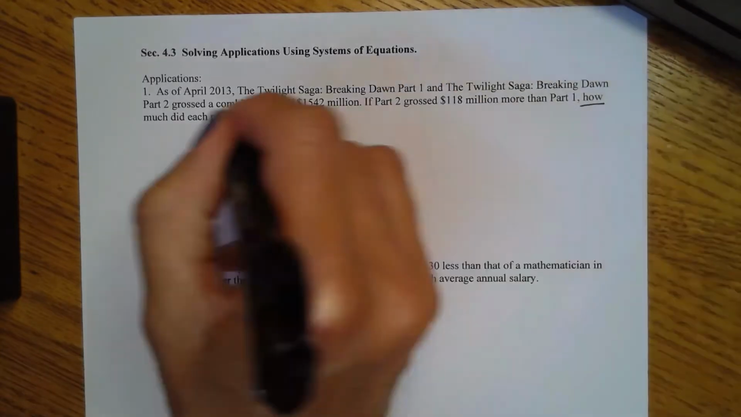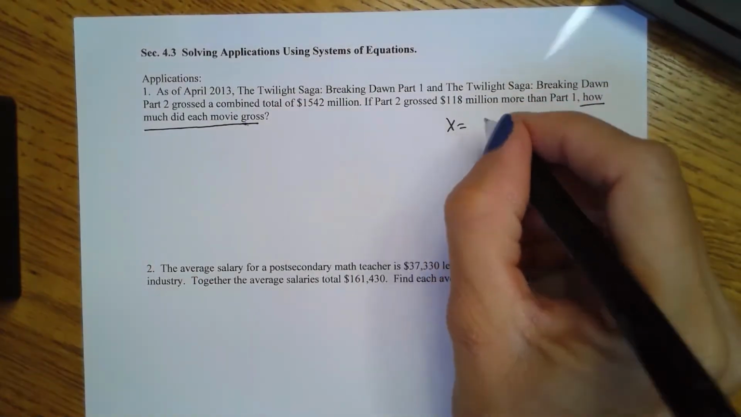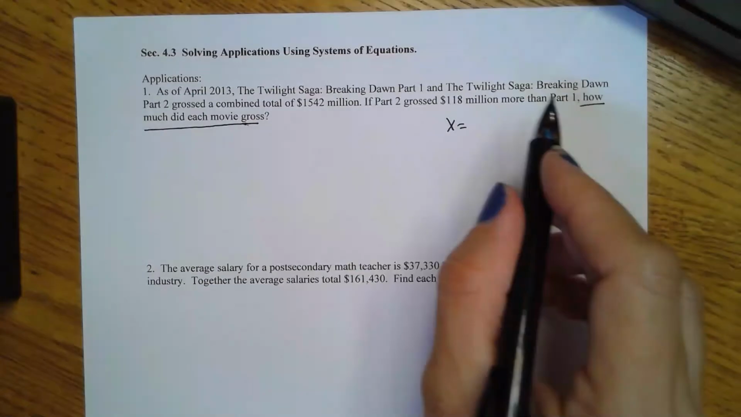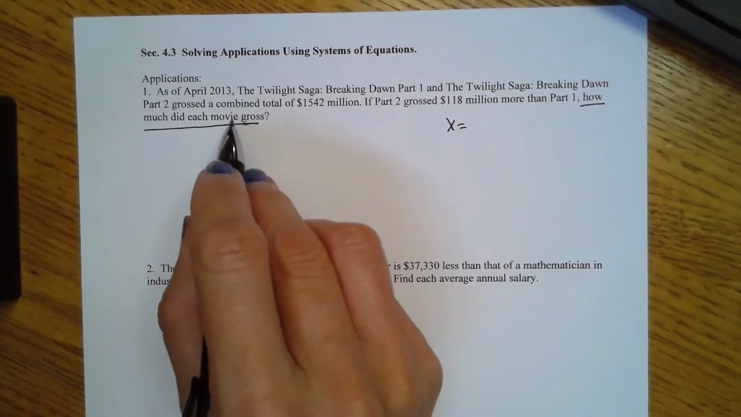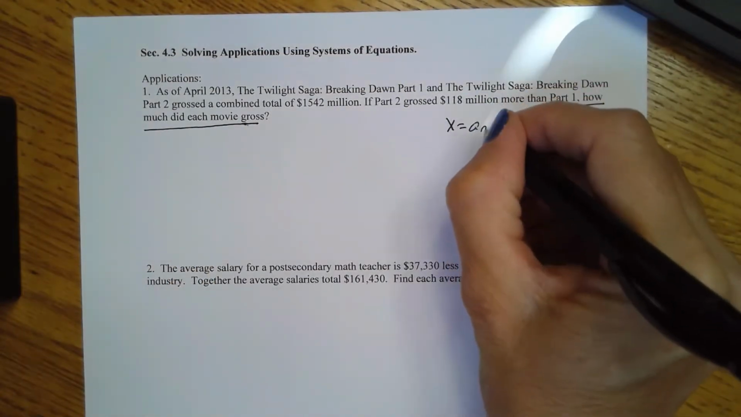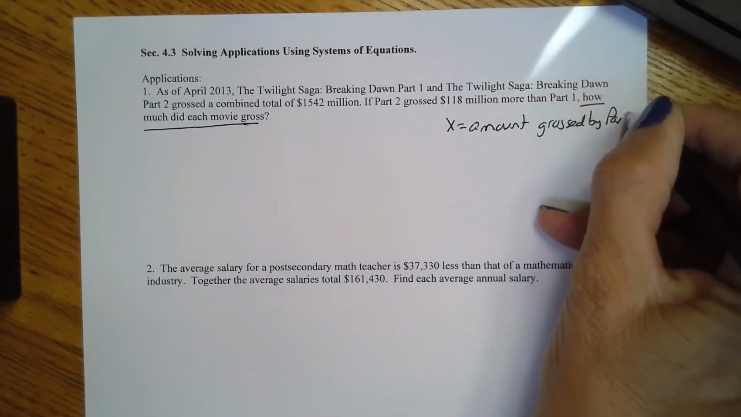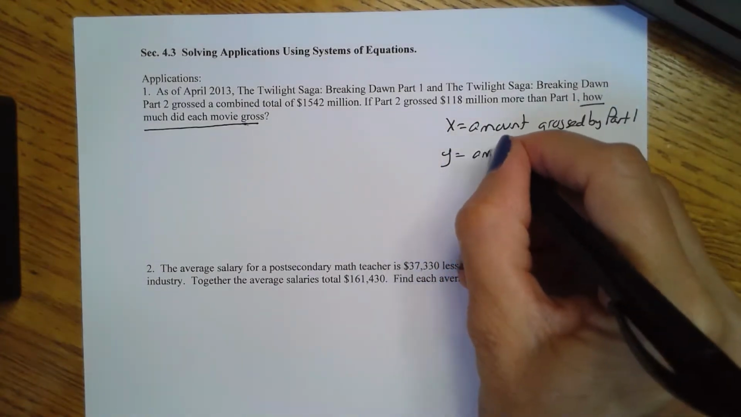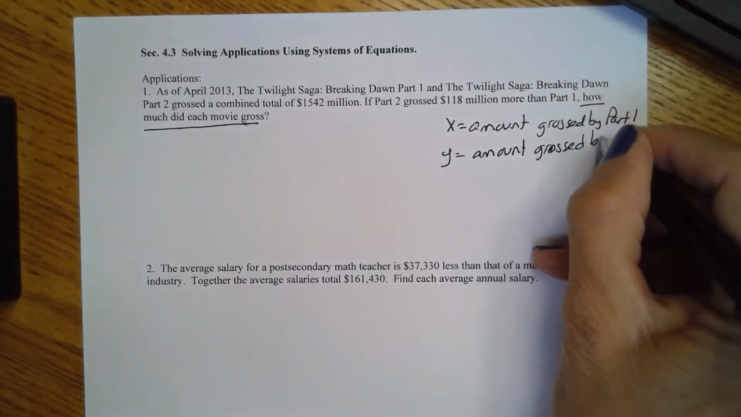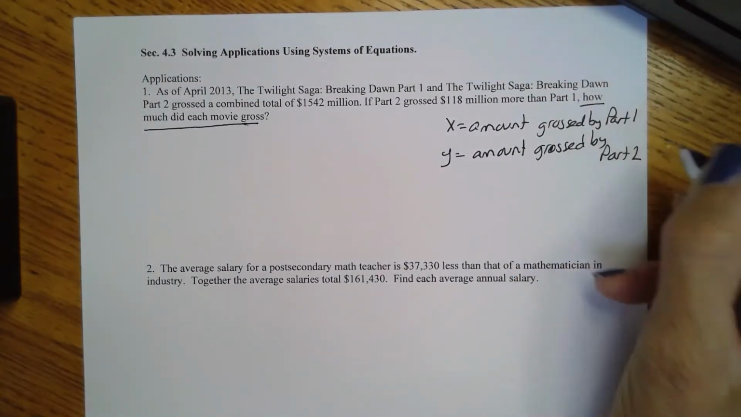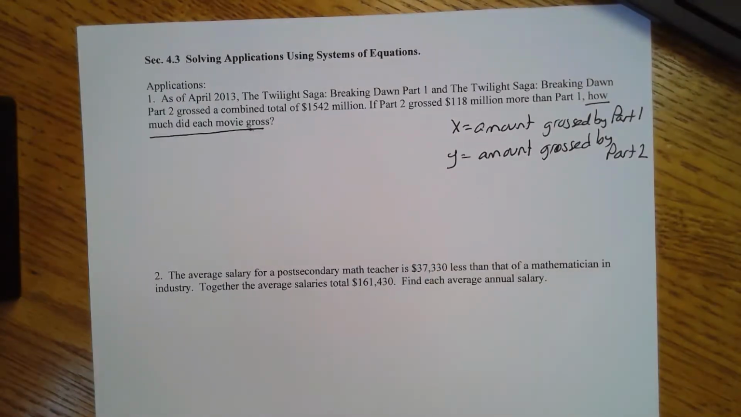So I always tell my students, look at what the question is asking, and that's what your variables are going to represent. So we're going to say x equals the amount grossed by Part 1, and we'll let y equal the amount grossed by Part 2, because again, that's what it's asking. How much did each movie gross? So you do need to label your variables. You can't just start off by writing equations. Make sure you tell me what your variables are representing.